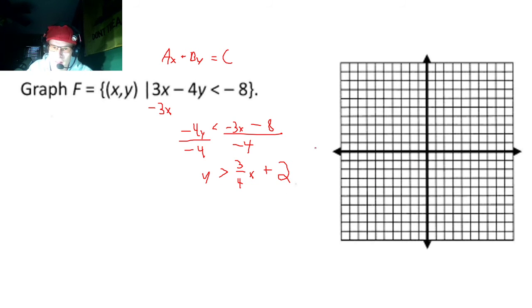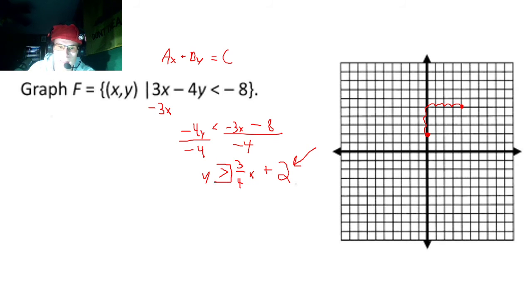All right, so let's graph it. My y-intercept is 2. So start 2 units above the x-axis. And then my slope is 3 over 4. So I have to go up 3: 1, 2, 3. Over 4. Done.